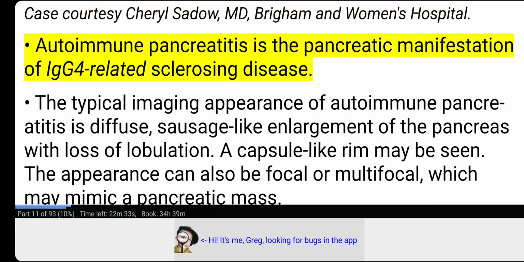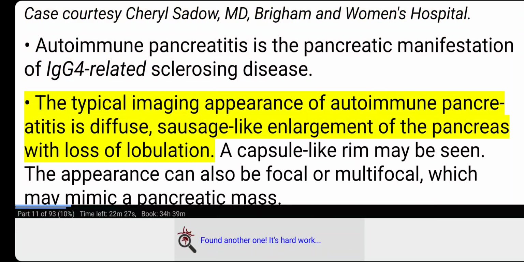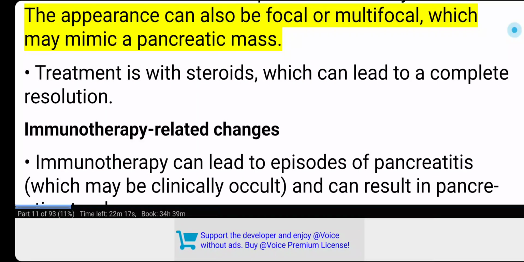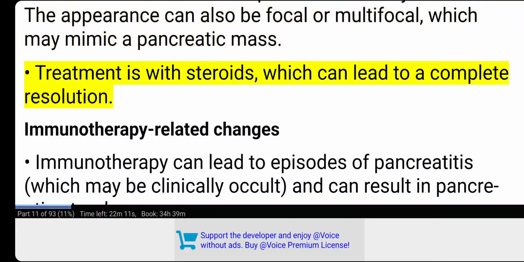Autoimmune pancreatitis is the pancreatic manifestation of IgG4-related sclerosing disease. The typical imaging appearance of autoimmune pancreatitis is diffuse, sausage-like enlargement of the pancreas with loss of lobulation. A capsule-like rim may be seen. The appearance can also be focal or multifocal, which may mimic a pancreatic mass. Treatment is with steroids, which can lead to a complete resolution.